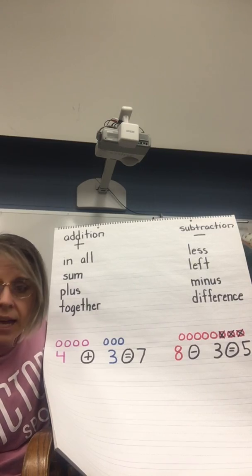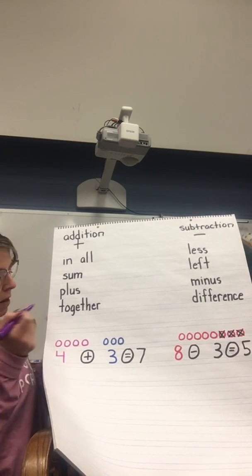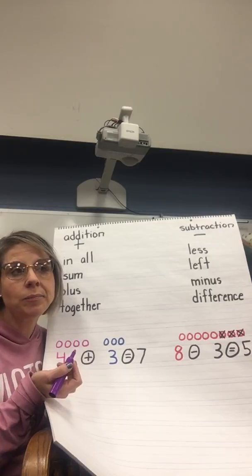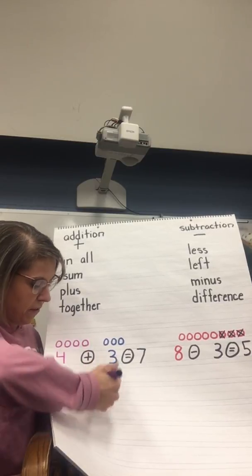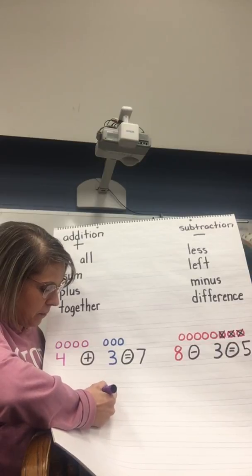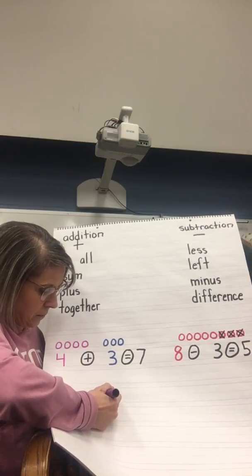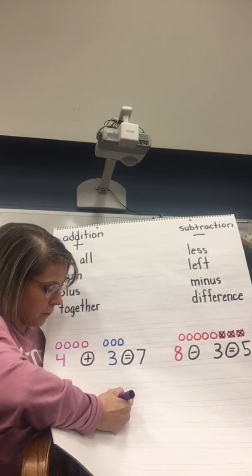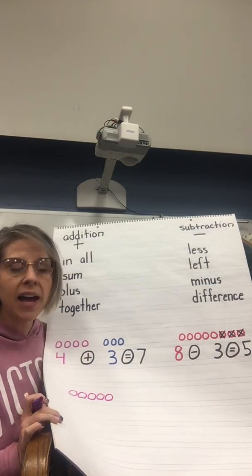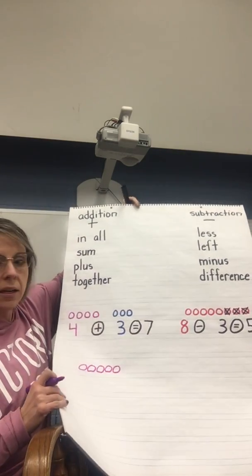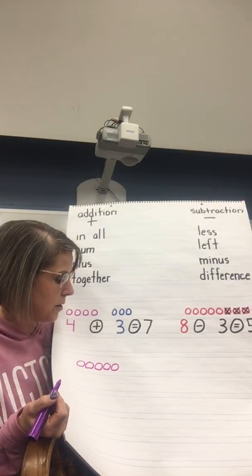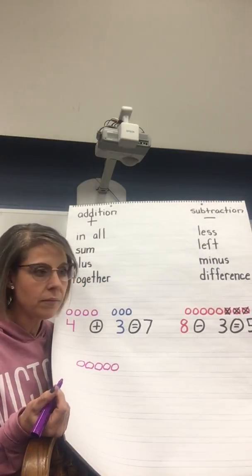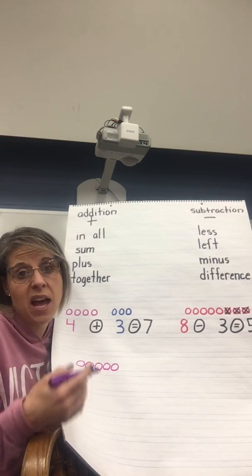So if I said that I had 5, so I have 5 pink circles, and let's say my friend also has some pink circles.